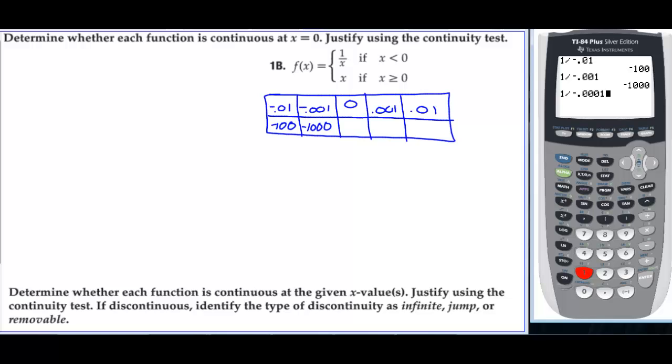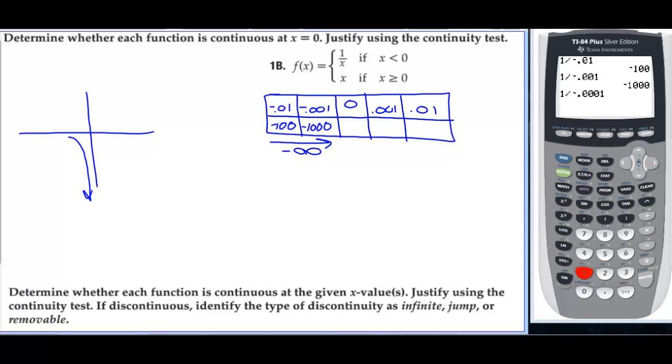We have an infinite discontinuity here. Because the closer I get to 0 on the left-hand side, the more negative it gets. It's just shooting down to negative infinity. So this limit, the left-hand limit, seems to be going down to negative infinity. So if I were to graph this, I'm guessing that right at 0, it's doing that action right there.